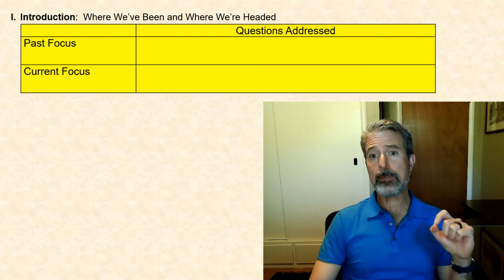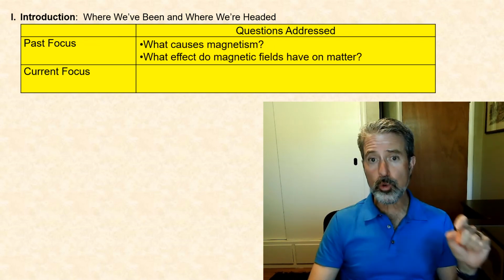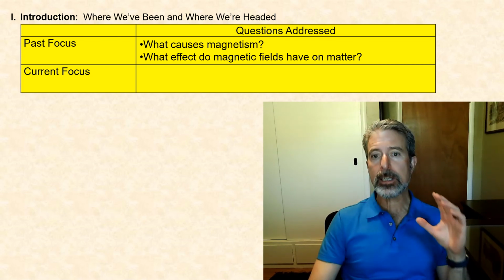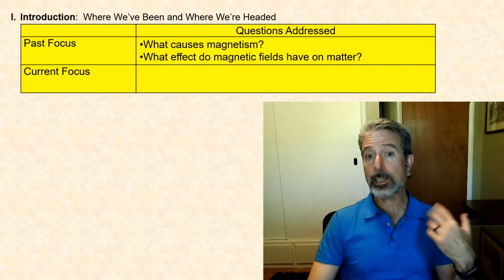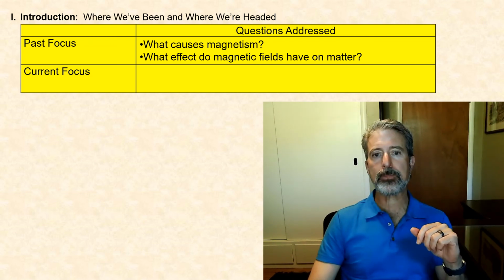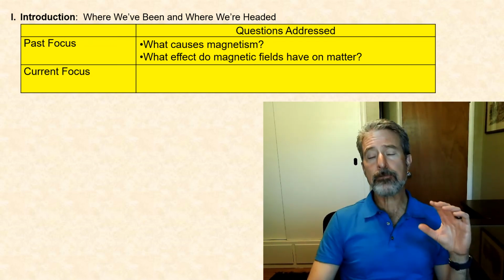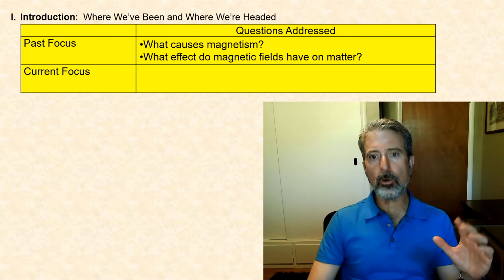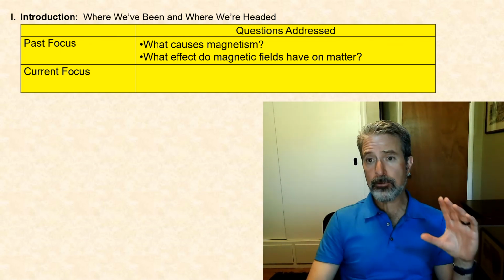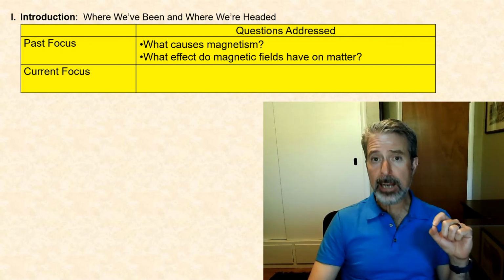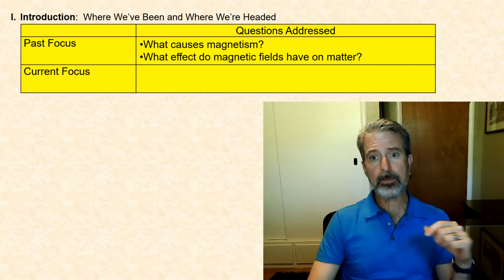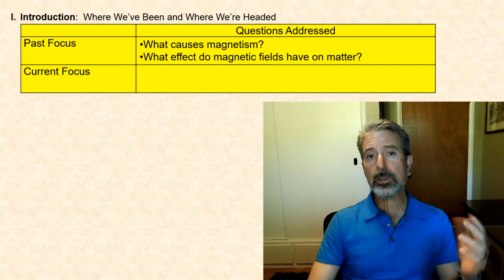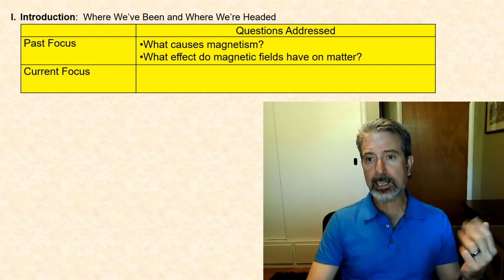Thus far in our unit on magnetism, we've talked about the source of all magnetism. That is, that in all cases, it's moving electric charges that give rise to magnetic fields. We've also talked about the effect of magnetic fields on matter, that whenever a charged particle moves in a region where a magnetic field exists, it can experience a deflecting force, whether the charge is moving freely in space or confined to a conducting wire.